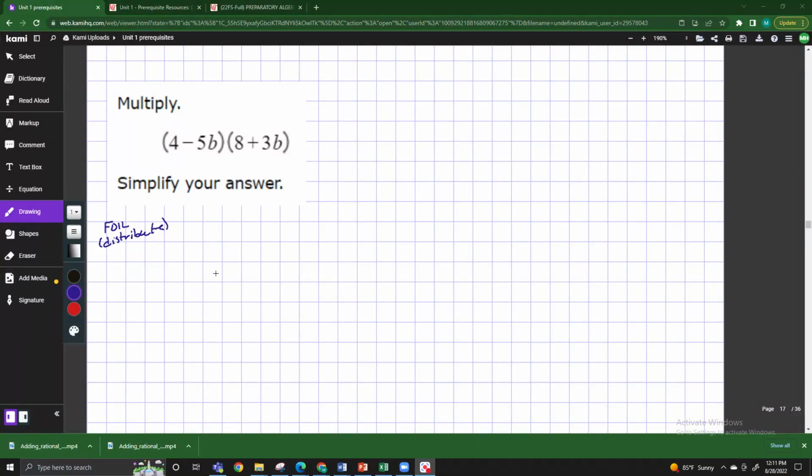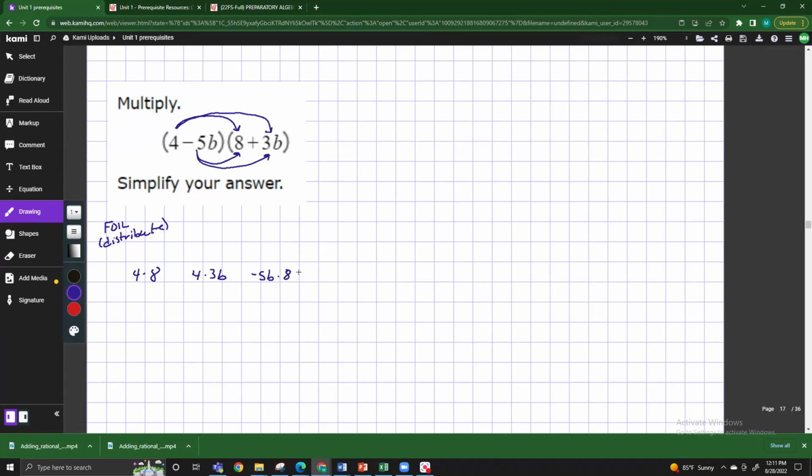Okay, so we're going to do another multiplying binomials just to make sure with negatives and stuff as well. So we can FOIL, which is distributing. So we're going to have 4 times 8. Then this 4 gets distributed to the last term. So 4 times 3b. And then we have the next term, which is the negative 5b. So negative 5b times 8.